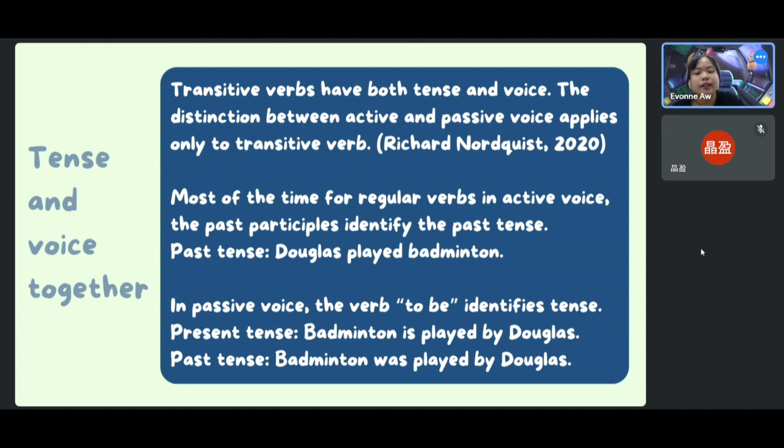However, in passive voice, the verb to be identifies tenses. For present tense, badminton is played by Douglas. For past tense, badminton was played by Douglas. In this situation, the verb to be identifies the tenses which specify the time of the action.